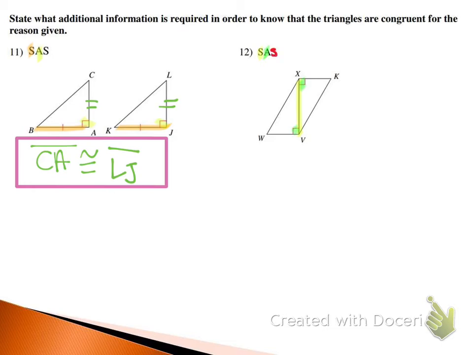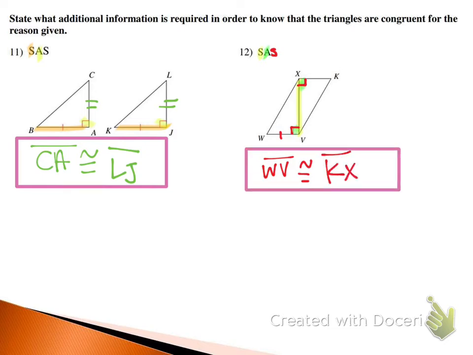So what side would have to be marked congruent in order to have my angle in between? WV is one of them. And close. So if I said WV, I have to say KX. Good. So it couldn't have been WV because then my angle wouldn't have been between my two sides. That's why we picked WV and XV. I think that's it on that one, right?